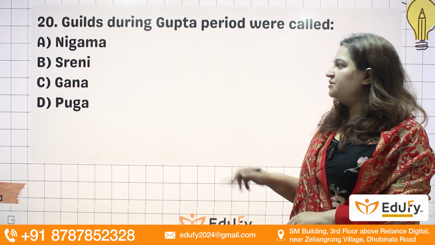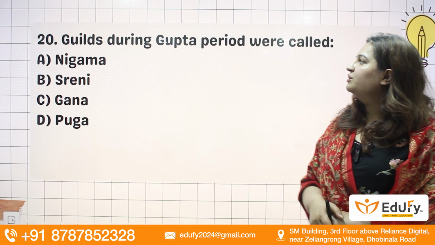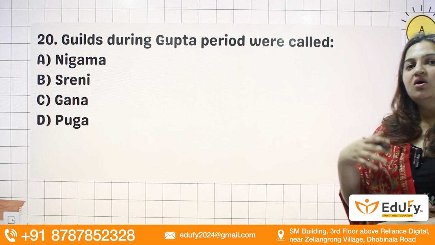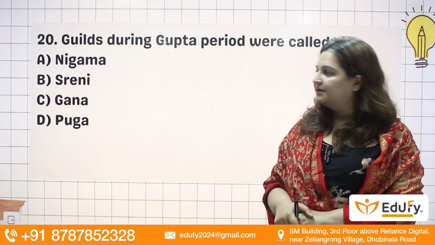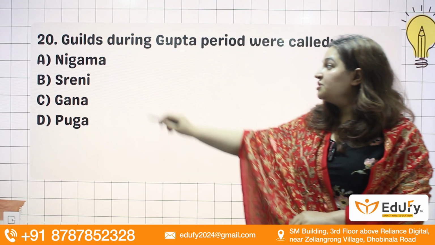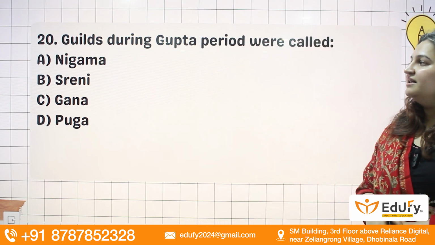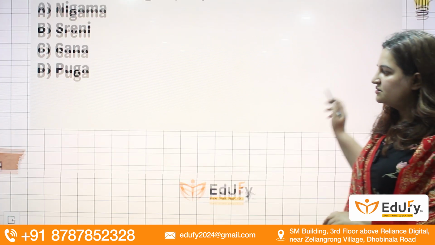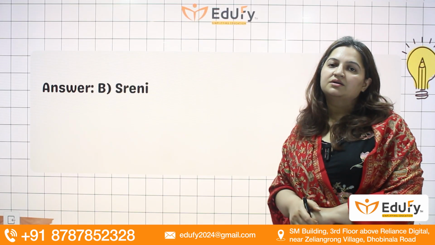The last question: guilds developed during the Gupta period were called what? Guilds are organizations of merchants and traders, and the terminology used for them is Shreni. Somewhere you will find them as Shreni or Shreshthi. So the answer is B, Shreni.